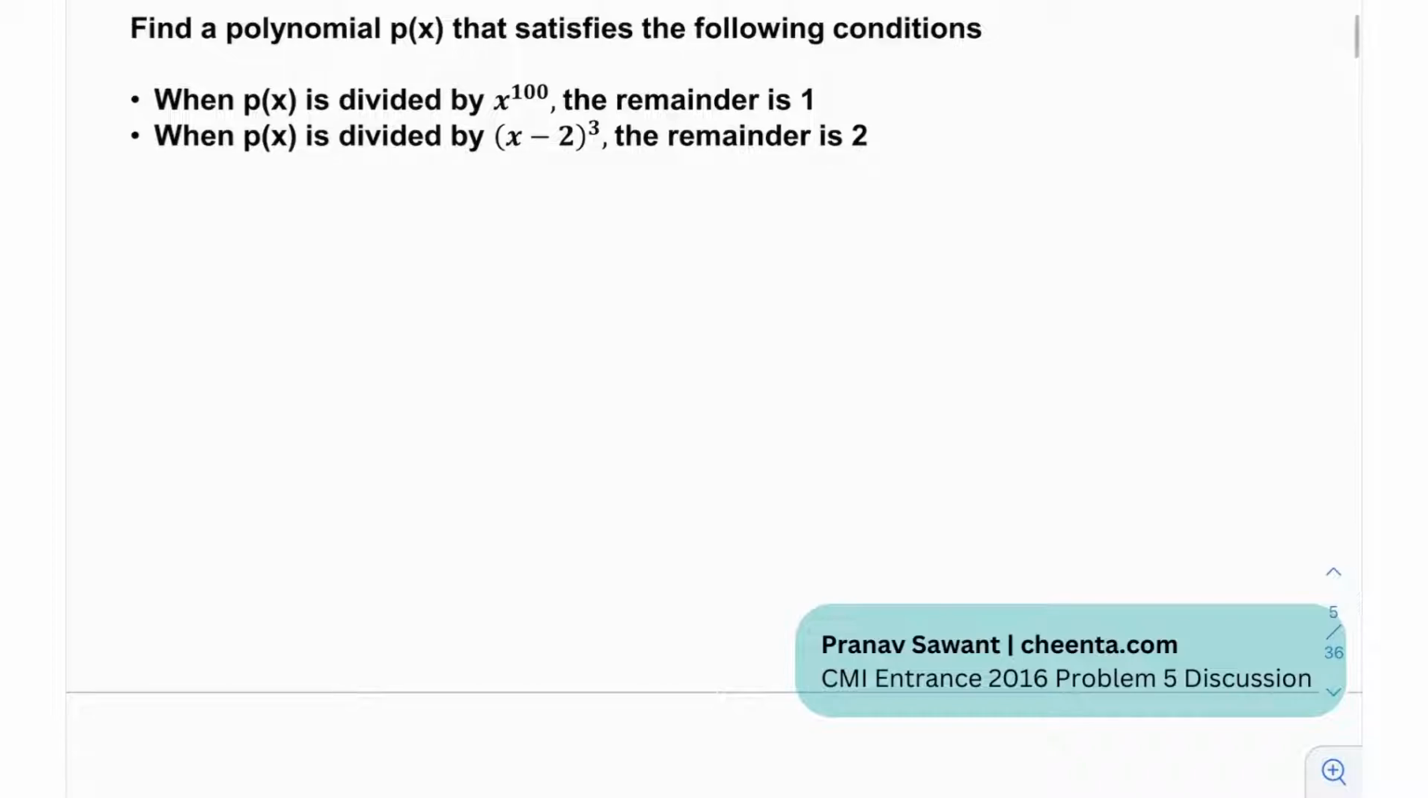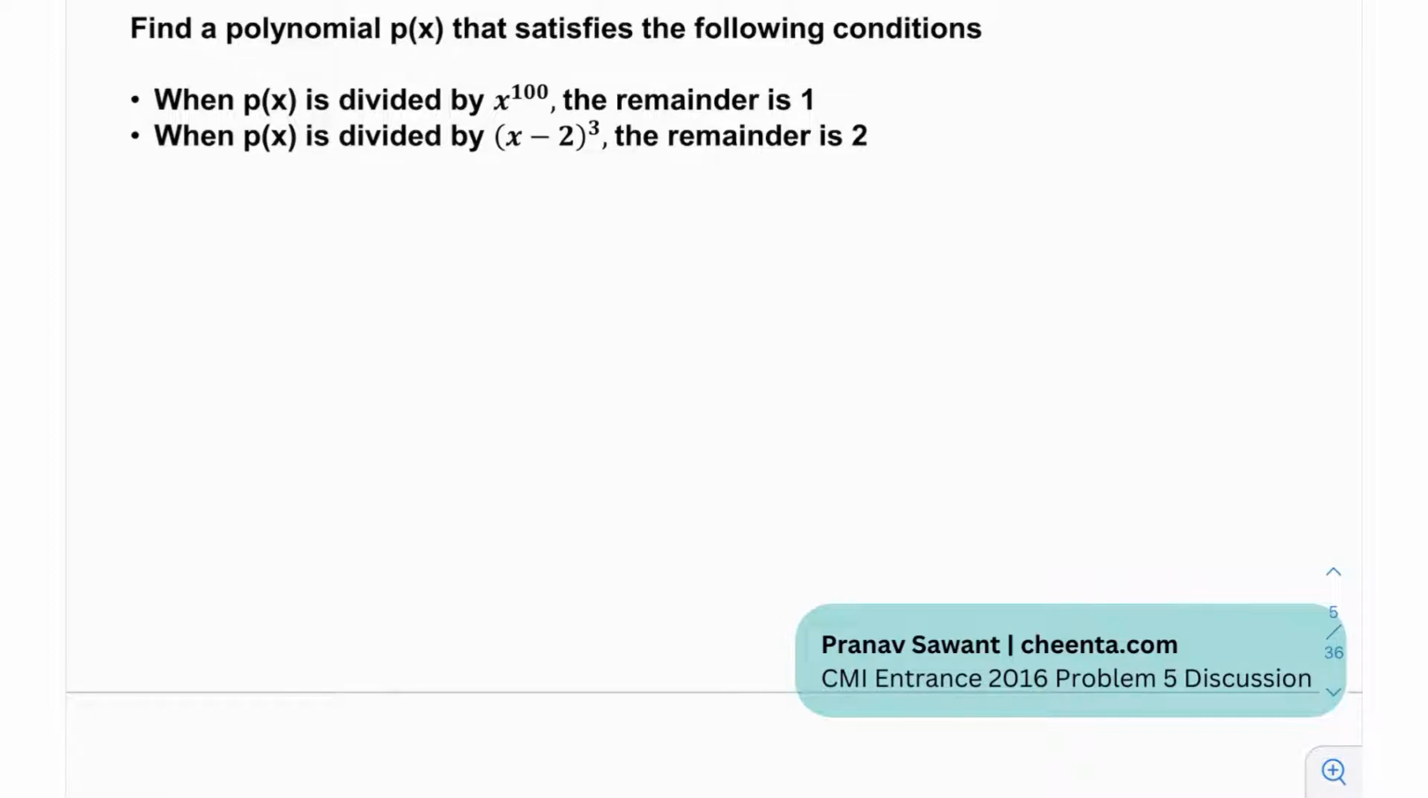So this is what they're telling us. We need to find a polynomial, so one of them, p of x, that satisfies the following conditions. When p of x is divided by x to the power 100, the remainder is 1. And the second is that when p of x is divided by (x minus 2) whole cube, the remainder is 2.